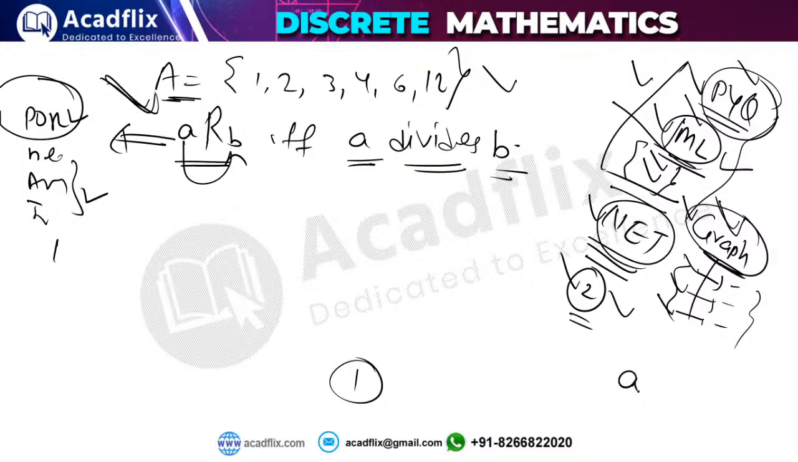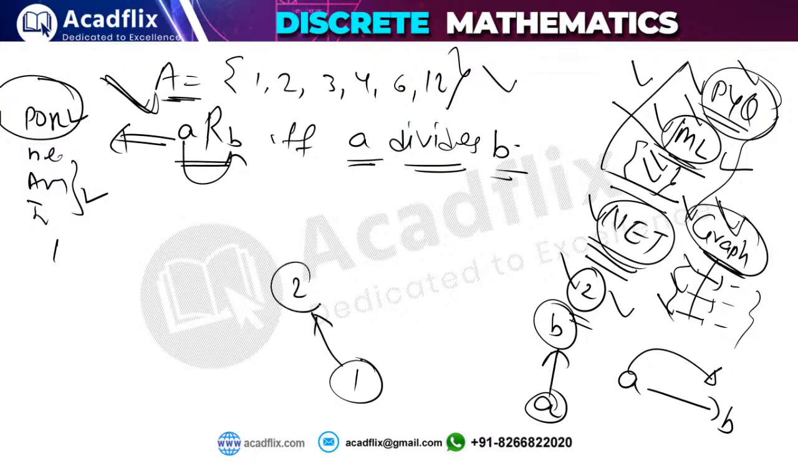I told you, whenever A is related to B, then we put it like this: A, and then at the upper level we put B. Similarly, this 1 is related to everyone, so we put 1 in the bottom level. Then on the next level, because 1 is related to 2, we put this 2.